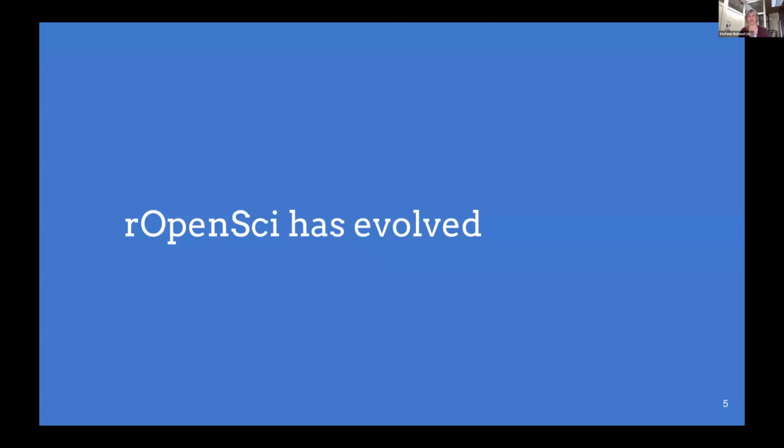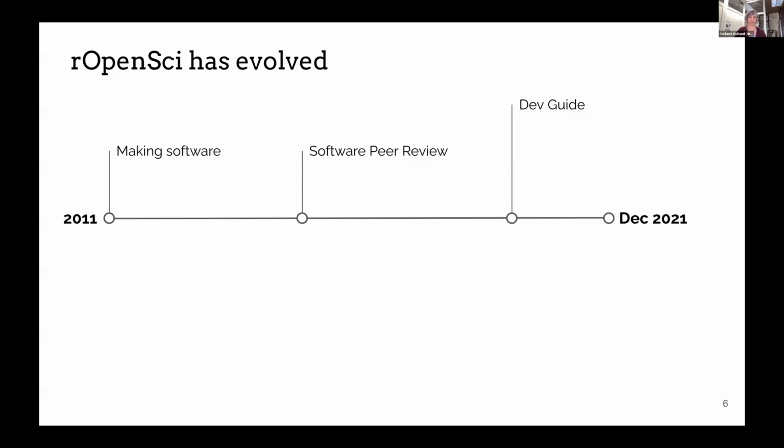So rOpenSci was founded in 2011. We create technical and community infrastructure for open and reproducible research in the R language. And we feature a curated collection of over 300 R packages. We've got a rigorous yet friendly software peer review system for community contributed packages, the R Universe platform for building, testing, and publishing R packages and documentation. And we build community engagement programs around these to support scientific R users and developers.